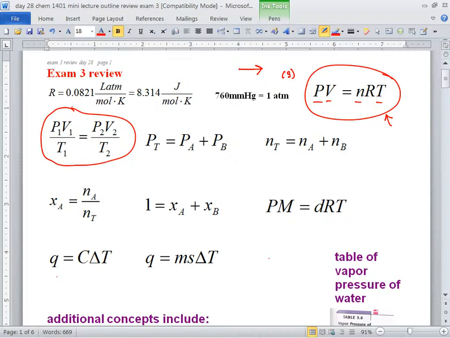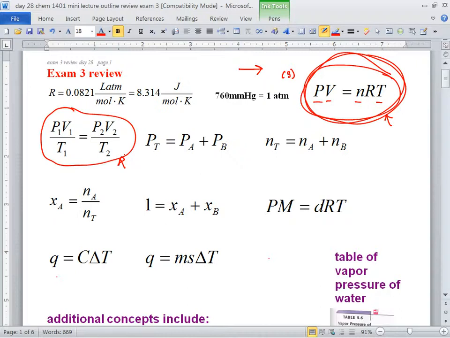They could be changing volume, asking for the new volume. They could be changing pressure, asking you for the new pressure, right? And you can't do that with the other equation because you can't be changing pressure, volume, or temperature because there's only one of them. So if you're changing pressure, asking for a new pressure, a new volume, or a new temperature, this is the equation that we're going to be using when those things are changing.